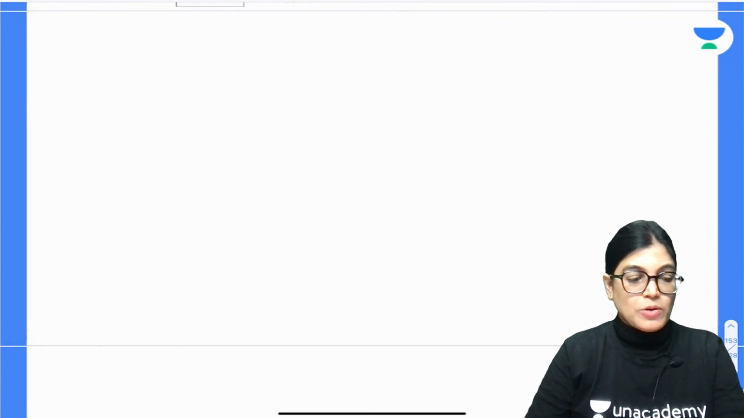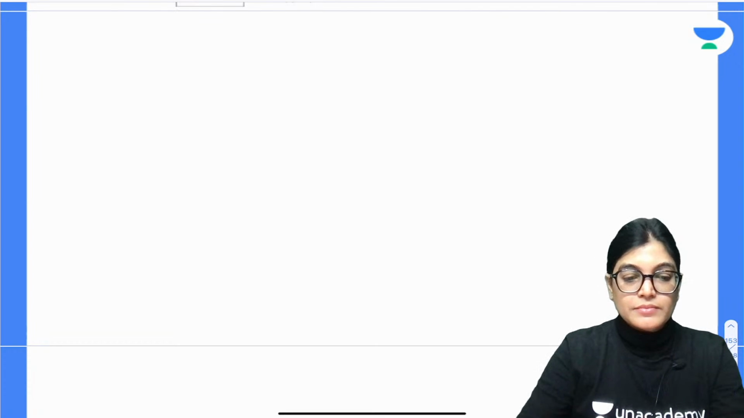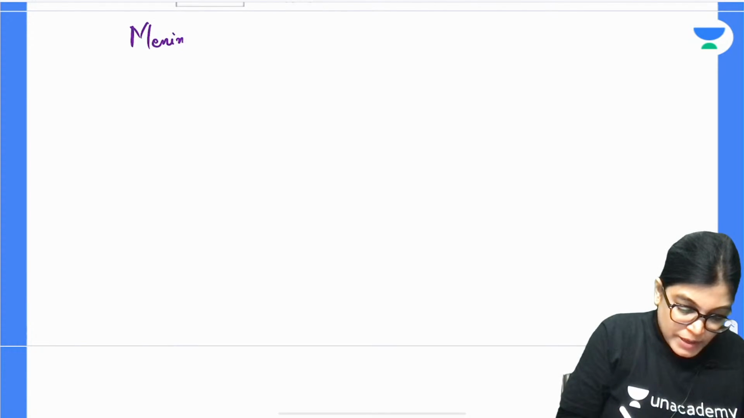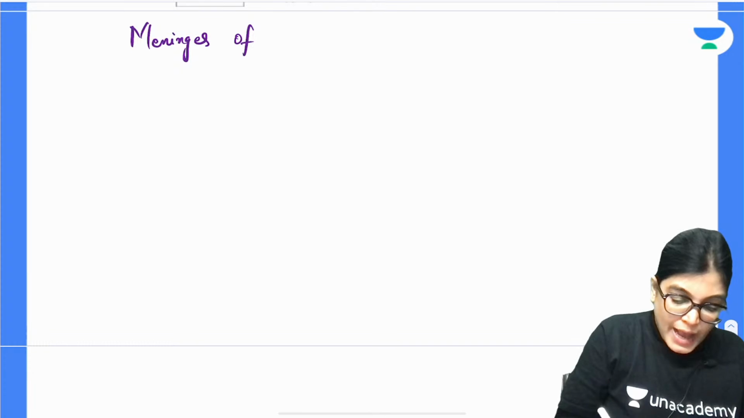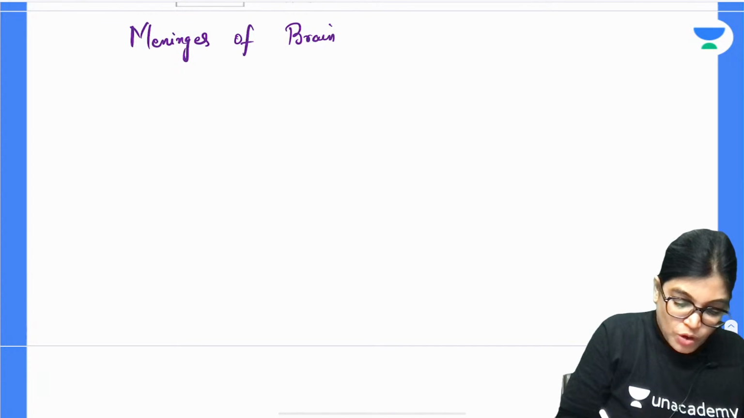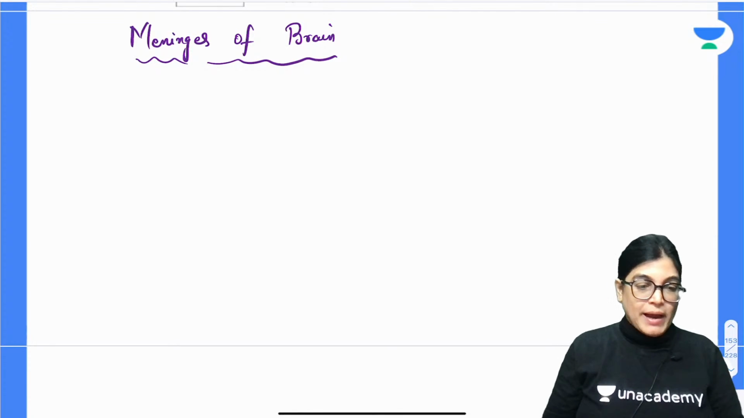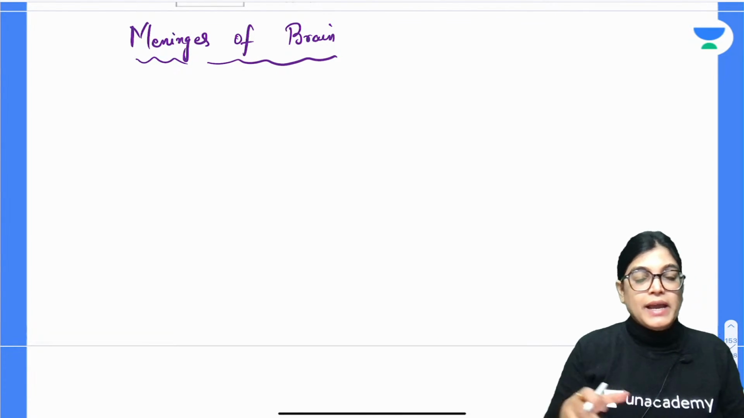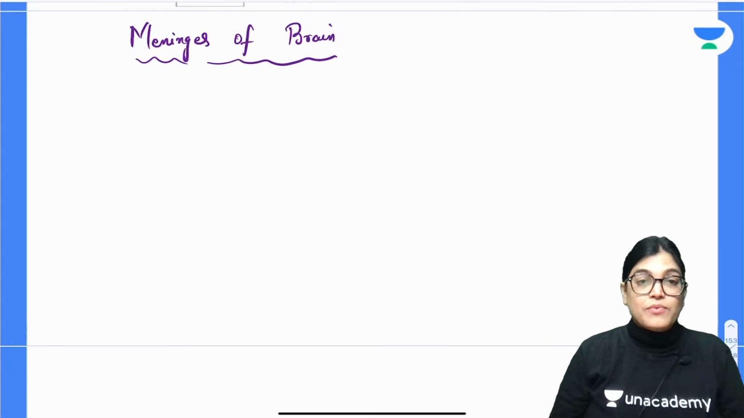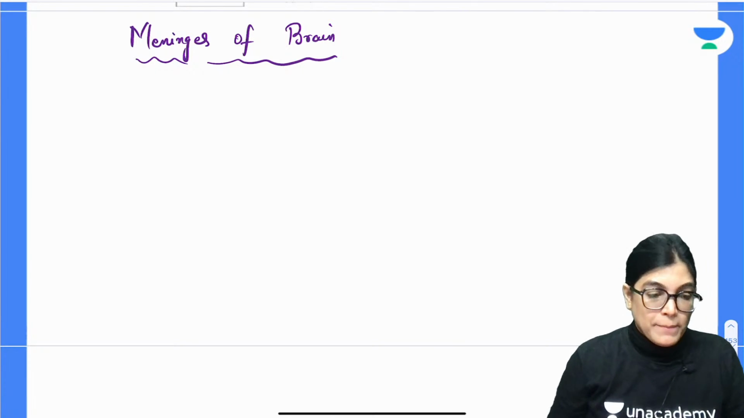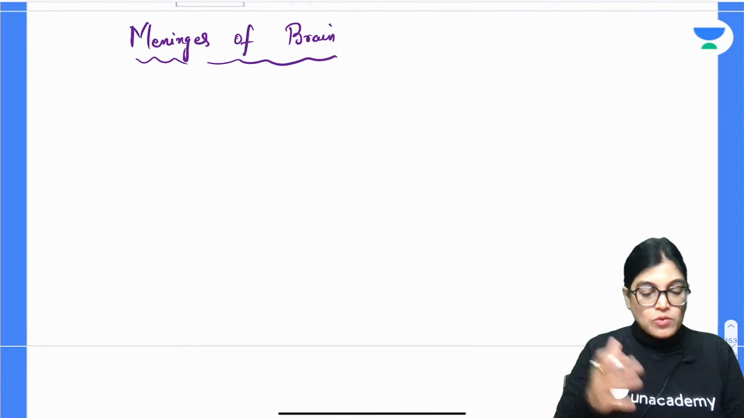So, yes, let's talk about that. Write the heading: meninges of the brain. The meningeal covering is present on both the brain and the spinal cord, and it's a protective covering which covers the brain surface, a membrane running from outside to inside.